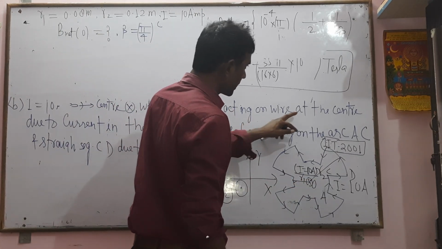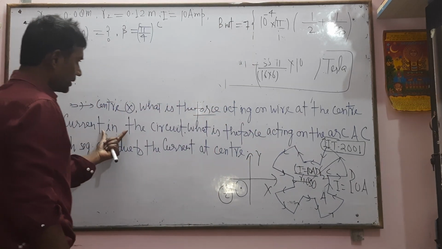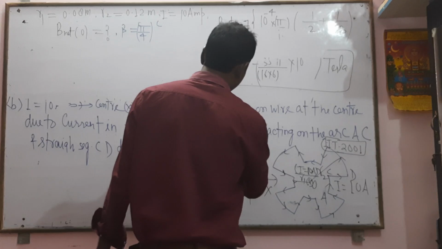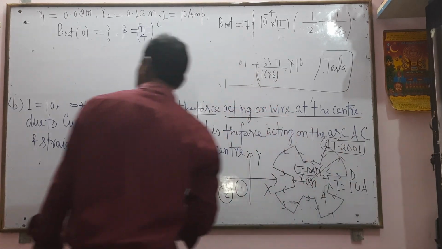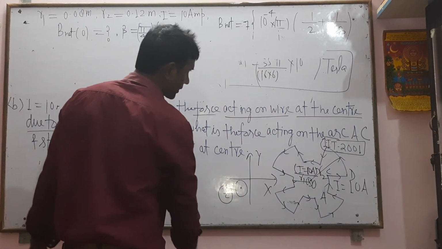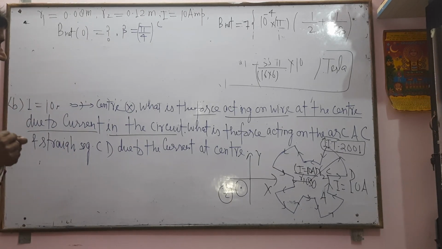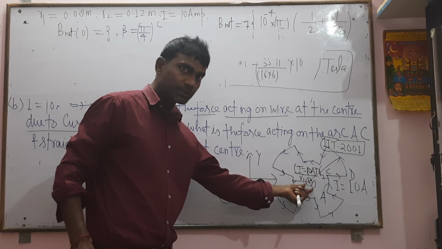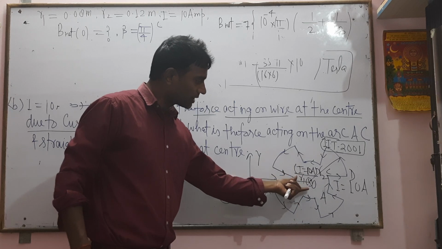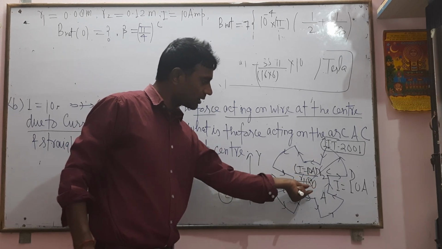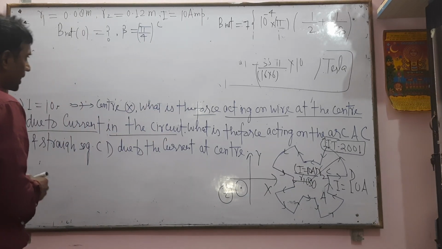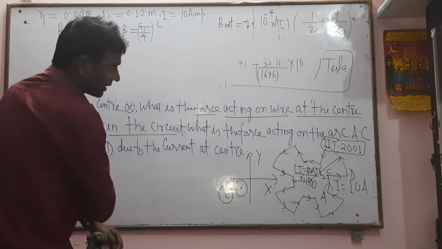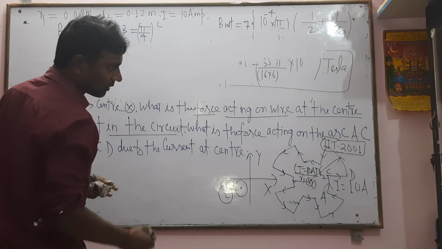Force acting on the wire at the center due to the current in the circuit. The force acting means we need the force acting on the wire at the center due to the current in the circuit, that is, due to the current in the infinite length straight current carrying wire which is placed at the center, whose direction is vertically downward. Okay, so we need a magnetic force. Which implies that for calculating the value of force, what will be the effect?